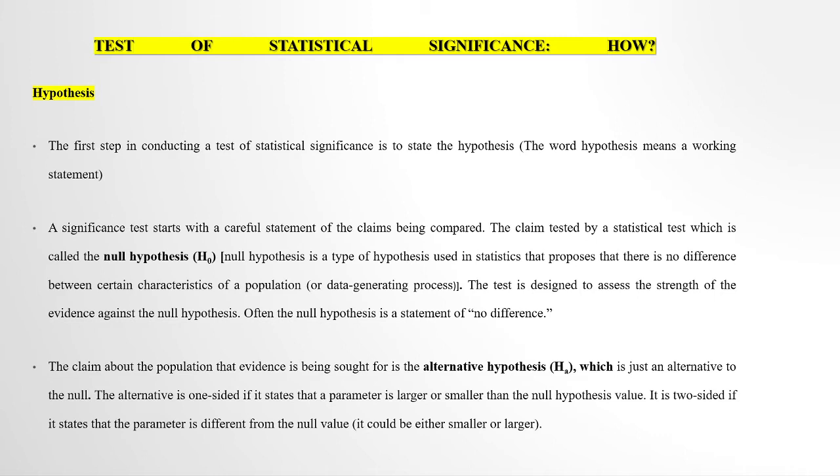Now the claim about the population that evidence is being sought for is the alternative hypothesis, which is just an alternative to the null hypothesis. This alternative is one-sided if it states that a parameter is larger or smaller than the null hypothesis value, and it is two-sided if it states that the parameter is different from the null value. It can either be smaller or larger. So there are two types of alternative hypothesis.